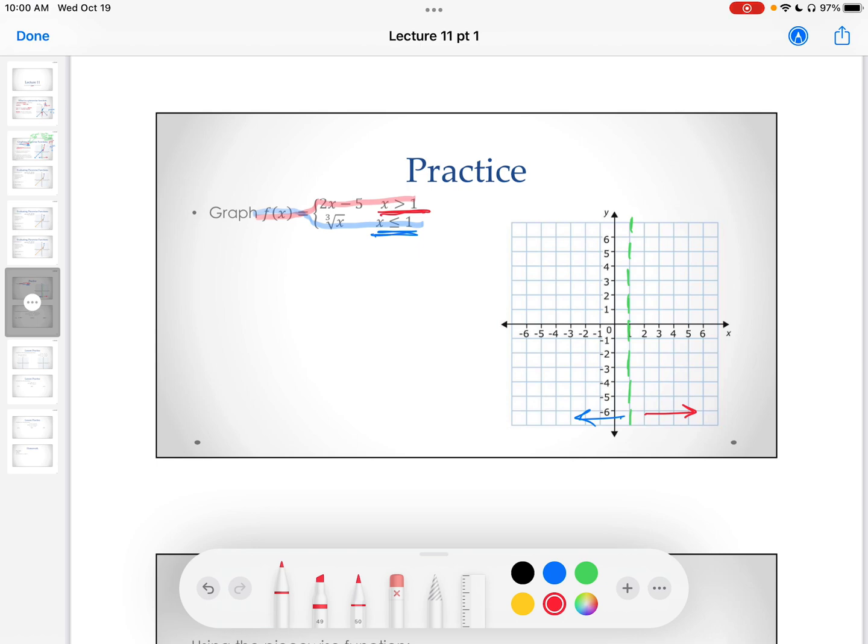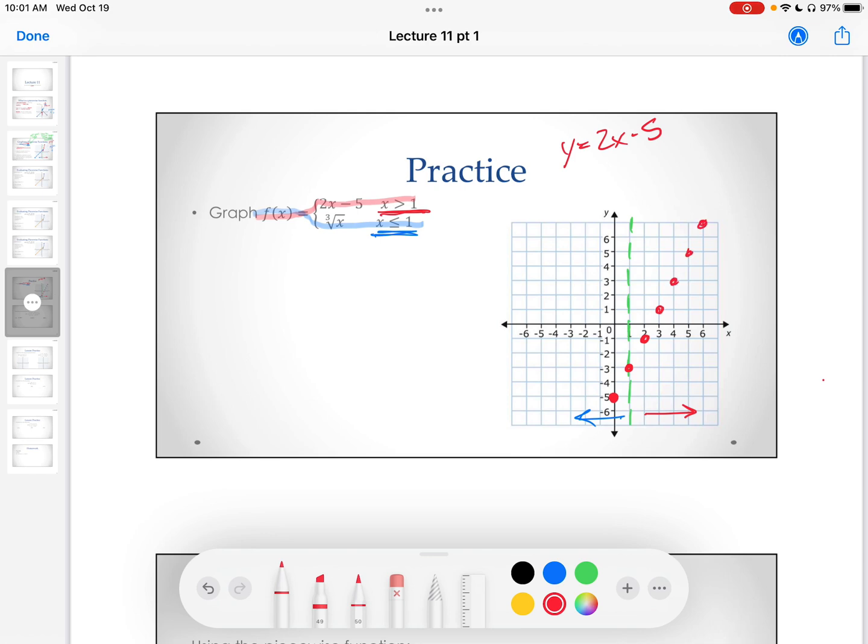Okay, so our red function is f of x equals 2x minus 5. That is y equals 2x minus 5. A lot of times it just helps to write that out because that's more what we're used to seeing. Negative 5 is our point here. And then we will go up 2 to the right 1, up 2 to the right 1, and continue that pattern on.